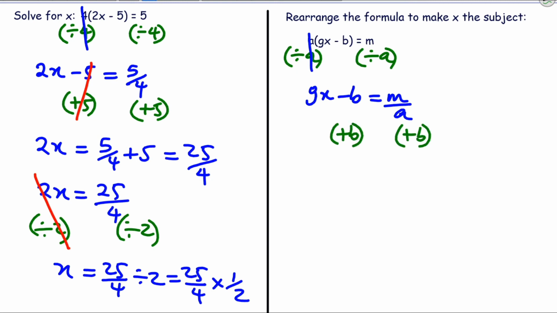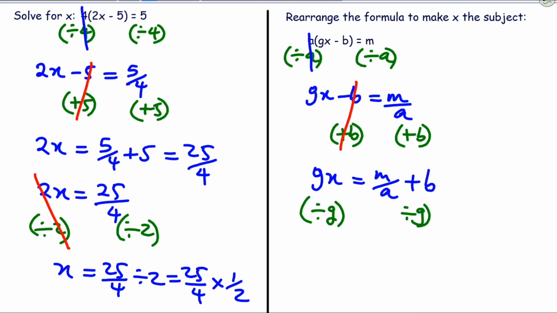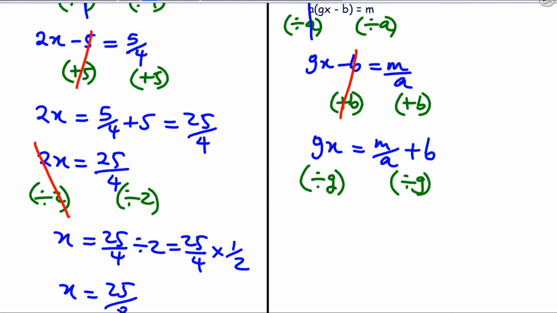So negative b plus b will be equal to 0. So basically we are left with gx is equal to m over a plus b. And then the opposite of multiplying by g is dividing by g, so we divide by g on each side. Our solution here will be, we know that g divided by g is 1, so that's gone. So x will be equal to (m over a plus b) over g.